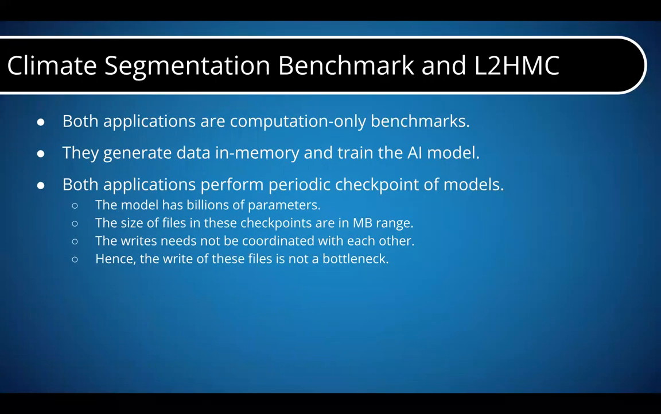For the last two applications, as I said before, they do not perform any disk reading. However, when we ran these applications, we saw that they do some periodic checkpoints. So we were profiling that. And we saw that even for those, they actually run models with billions of parameters and so on. Even for those kinds of large models, the amount of checkpointing data was in tens of megabytes, using the STDIO interface within TensorFlow. And we saw that the write time was less than 1%.